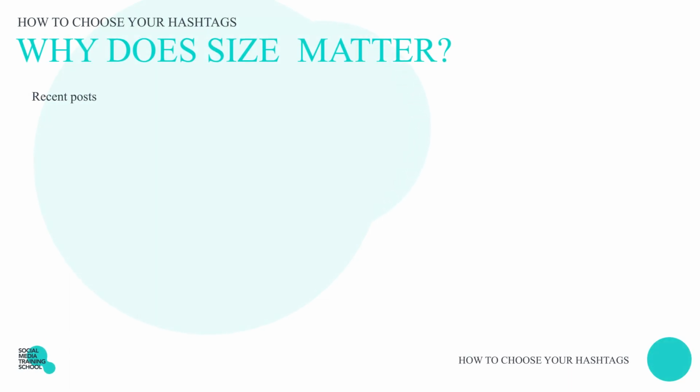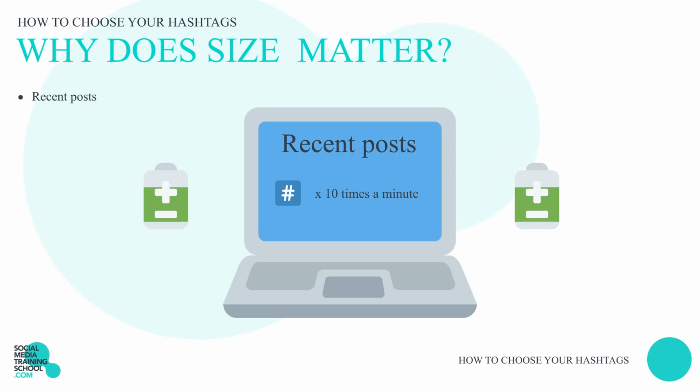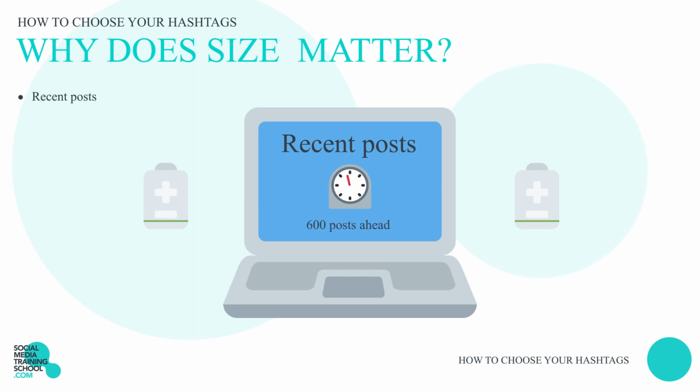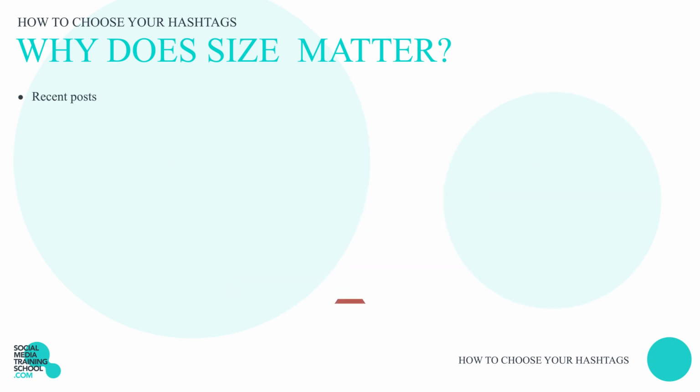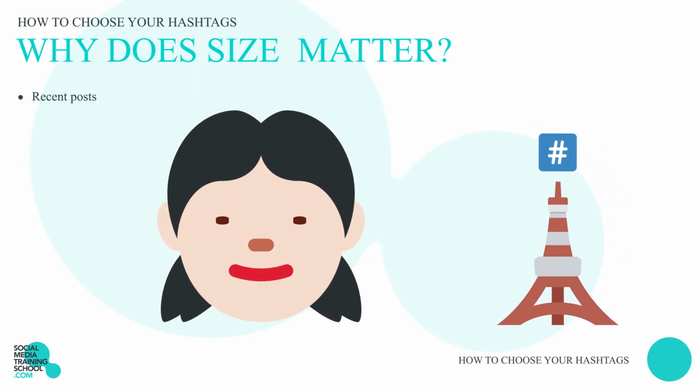The exact same is true for recent posts. If a hashtag is used 10 times a minute, it pushes your post down that feed incredibly quickly. It means that there is less chance of people finding you through that tag. In an hour, there would be 600 posts ahead of yours, and you'd be lost in the sea of them. Those middle ground hashtags keep you afloat and bobbing at the top of the most recent page a little bit longer, meaning more chance to be seen.